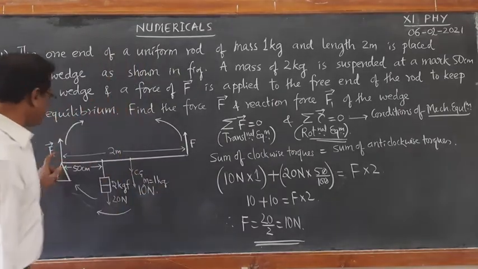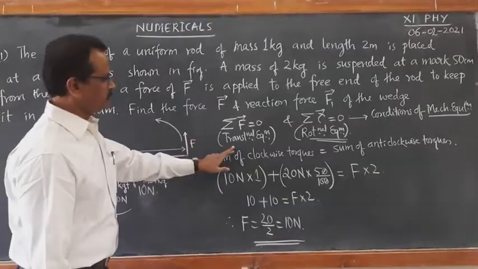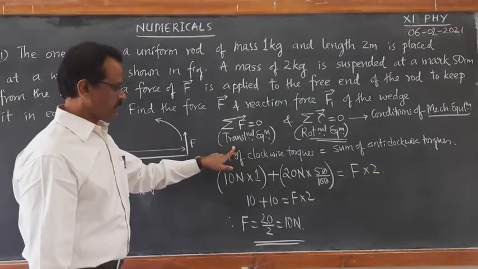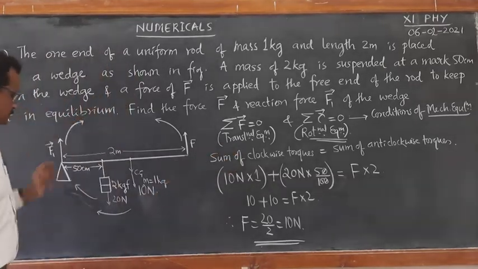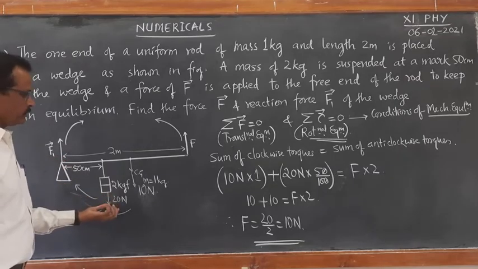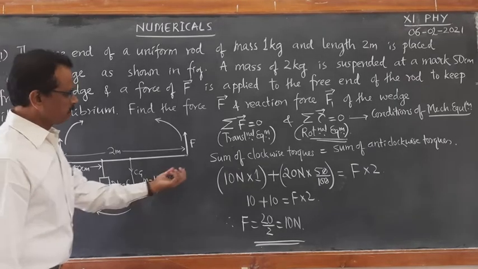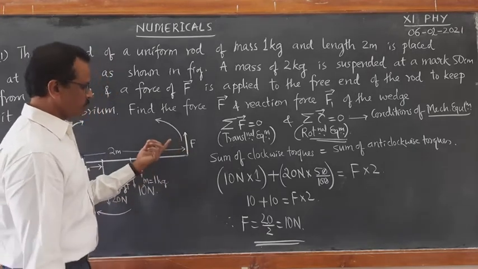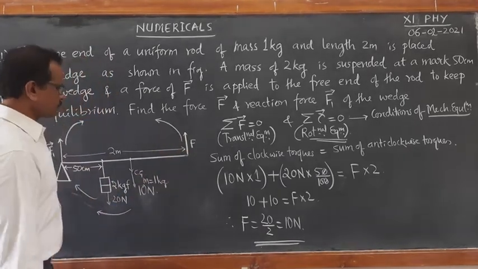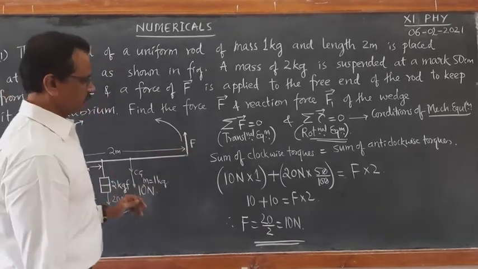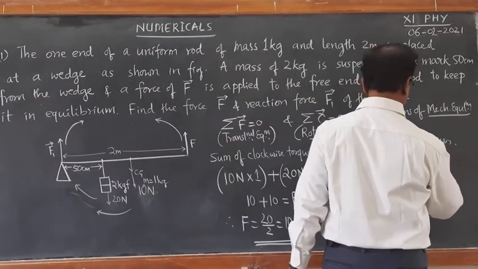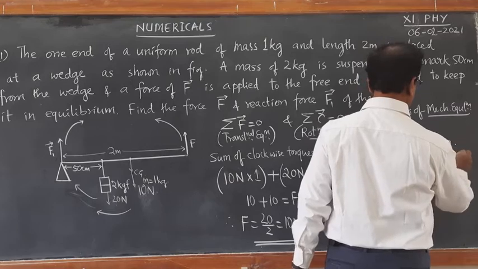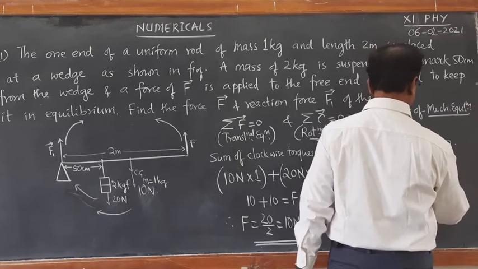Now, to find out F1, we use the condition of translational equilibrium. Net force must be equal to 0. Look at this. What are the net forces? One is 20 Newton, another one is F, that is acting vertically upwards. You can just write the condition of translational equilibrium.